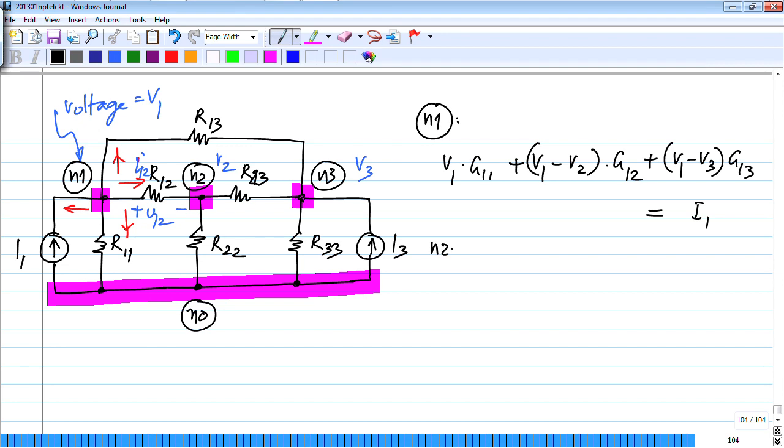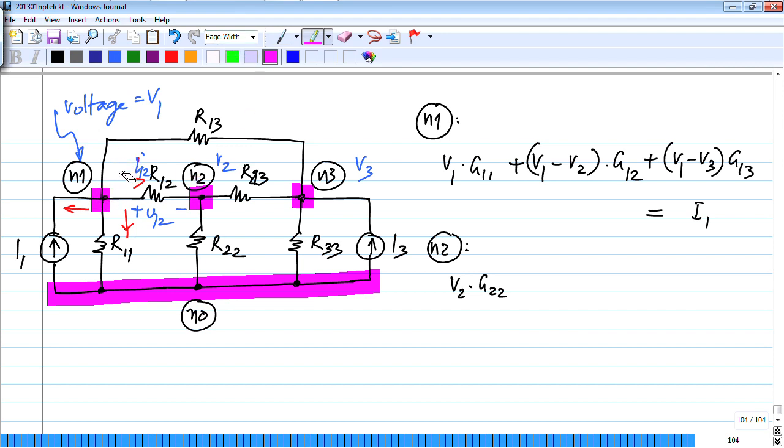Now, at node N2, I will write it similarly. The current through R22 is V2 times G22, okay, because the voltage across that is V2, the voltage between this and the reference node. And the voltage across R12 is V2 minus V1, okay.